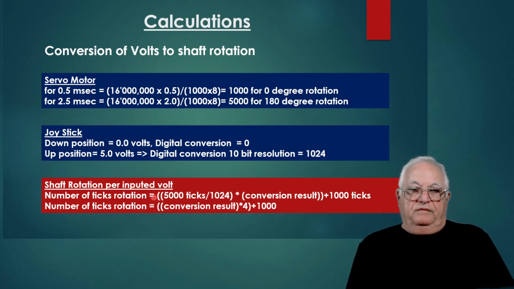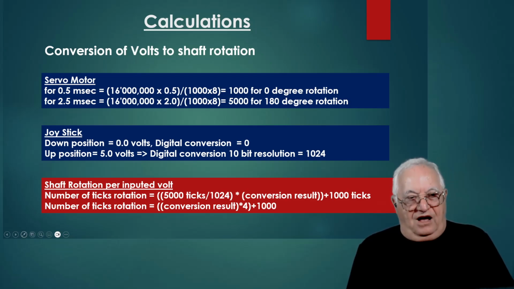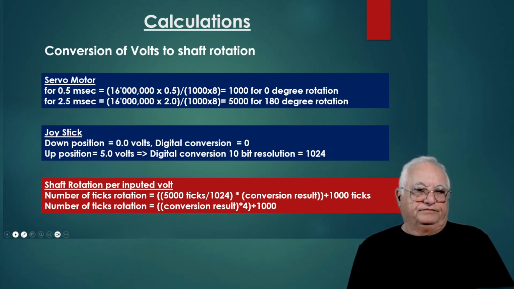So going through this operation, the number of ticks of rotation is going to be the conversion result times 4 plus 1000. Now don't forget, this is for the 10-bit resolution. If we do an 8-bit resolution, then this 1024 number has to change. So with this information now, let's go to our sample program.